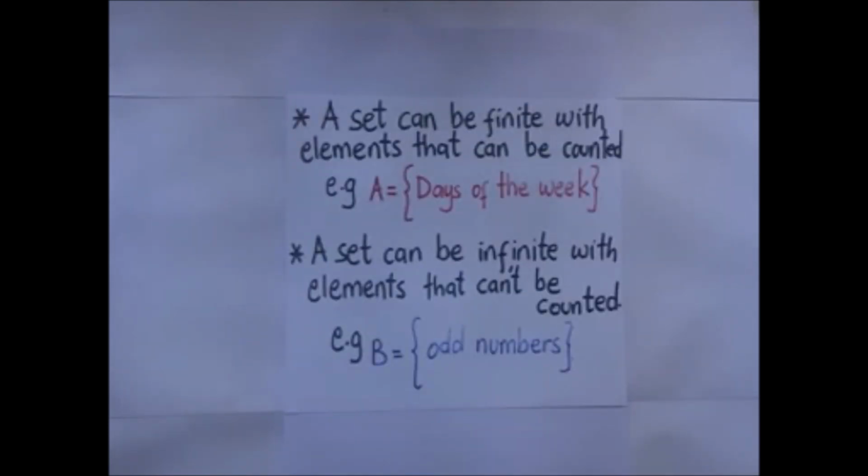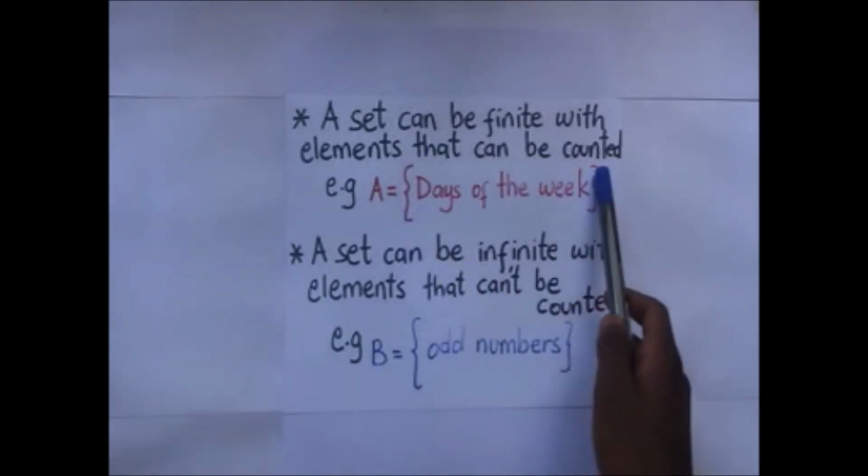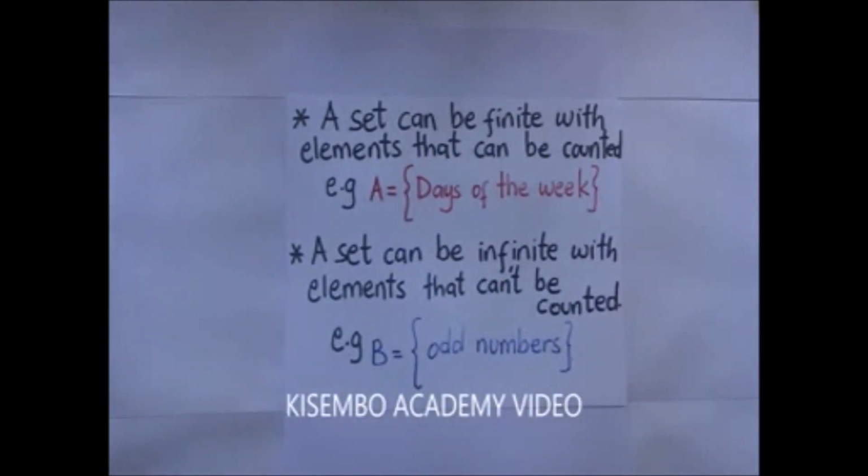We say that a set is a collection of distinct objects or well-defined objects or elements, and it can be represented by the curly brackets. These are the curly brackets I meant. And the set can be defined with elements that can be counted. These elements can be days of the week, months of the year, people in a room, a set of boys that go to school, and those are finite, they can be counted.